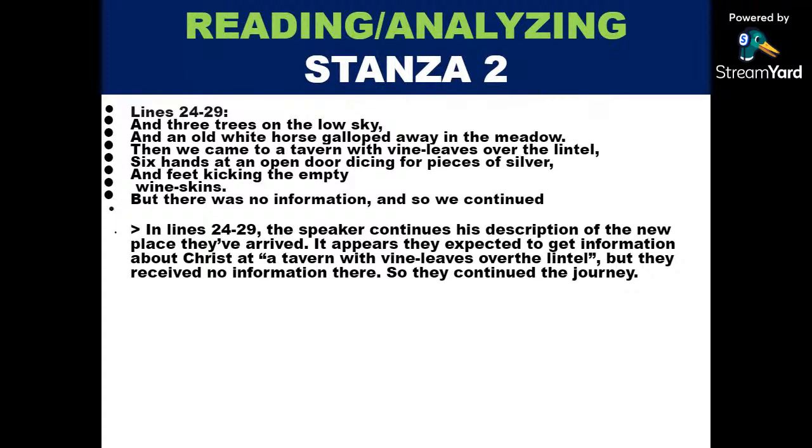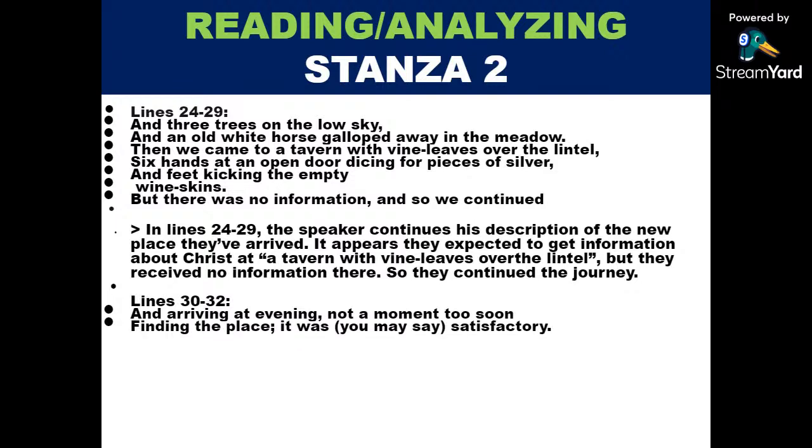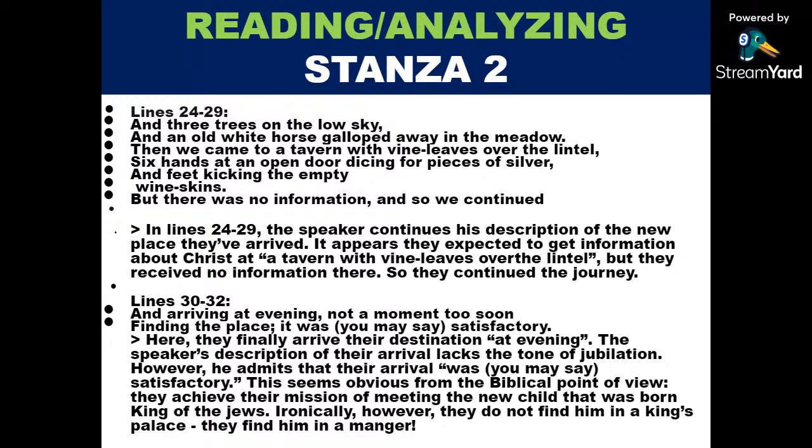how they eventually arrive. Now, in lines 24 to 29, the speaker continues his description of the new place they have arrived. It appears they expected to get information about Christ at a tavern with vine leaves over the lintel, but they received no information there, so they continued the journey. Now, lines 30 to 32: and arriving at evening, not a moment too soon, finding the place, it was, you may say, satisfactory.